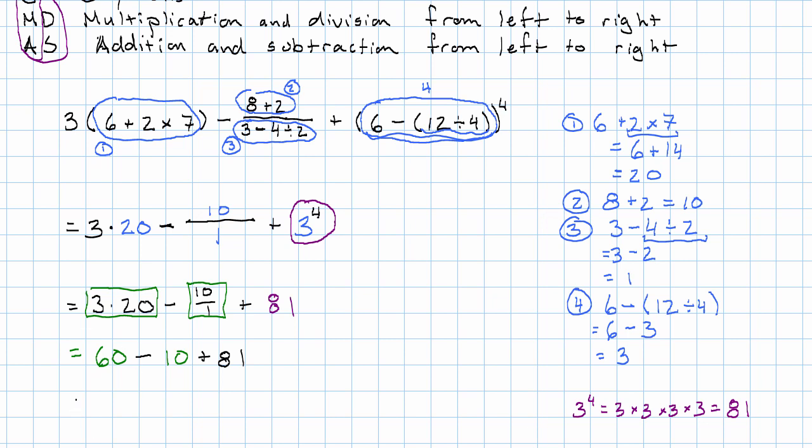Okay, now addition and subtraction from left to right. 60 minus 10 is 50. 50 plus 81 is 131. That whole big complicated expression works out to 131. Notice at each individual step, we were only ever doing one operation at a time. Sometimes we pulled blocks off by themselves to work on them. That's okay, it saves you some copying.